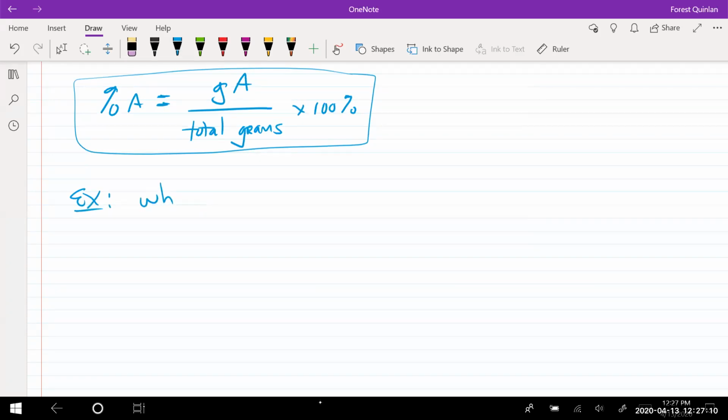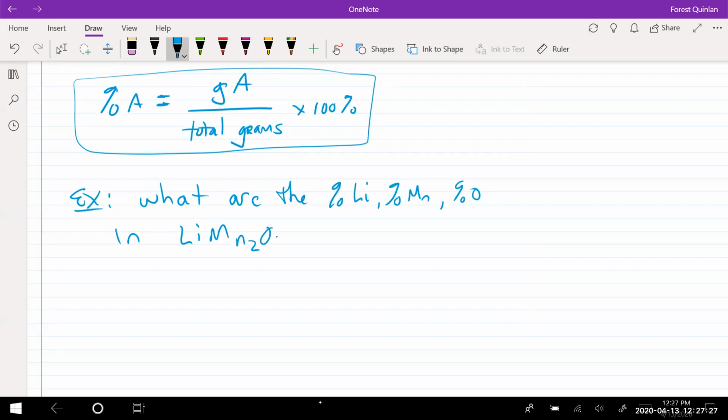Ooh, how about let's not make up a word there. What are the percent of lithium, percent of manganese, and percent of oxygen in lithium manganese oxide? This is one of the things I did my PhD work on.